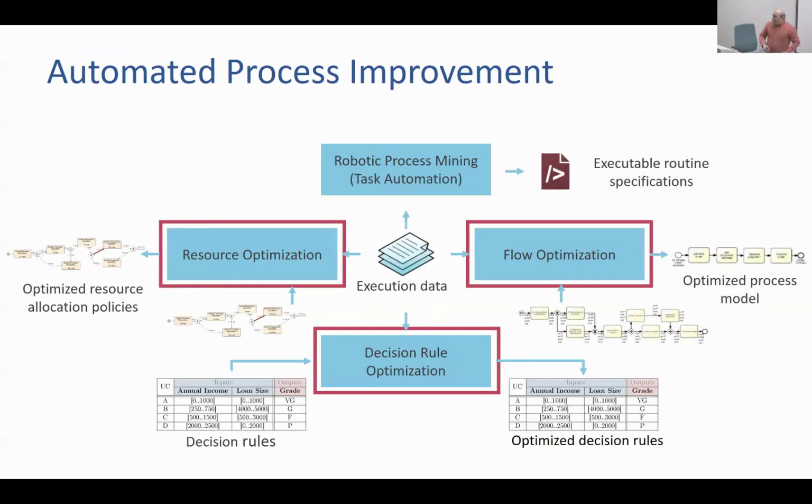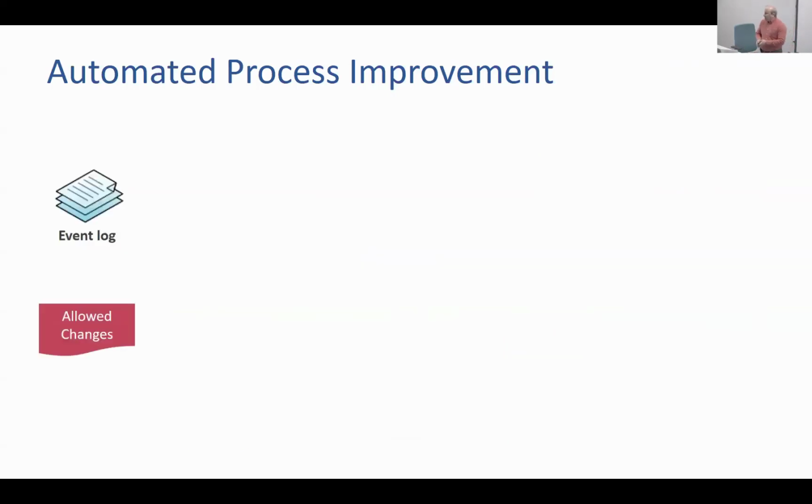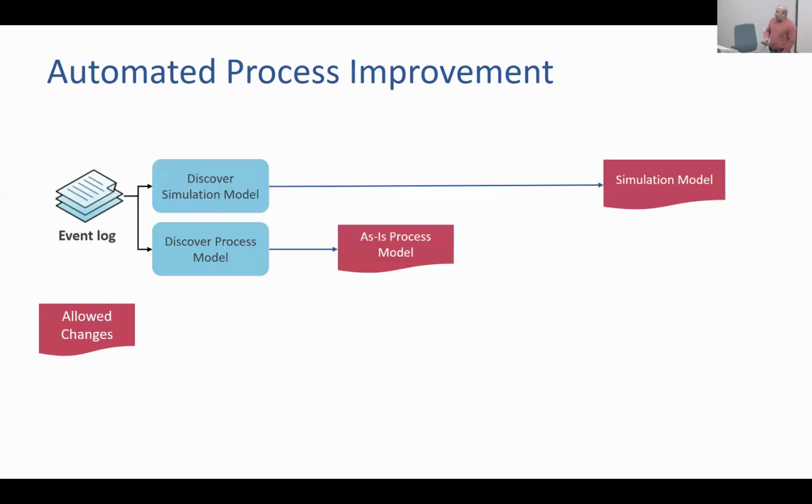And there's a lot of developments in this field of automated process improvement. One of them is called search-based optimization. And search-based optimization kind of works as follows.